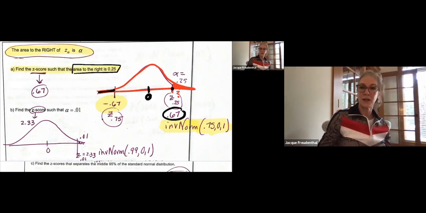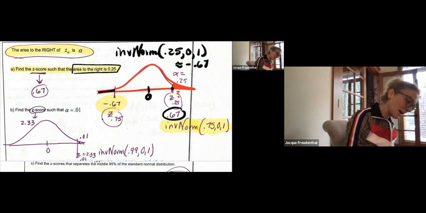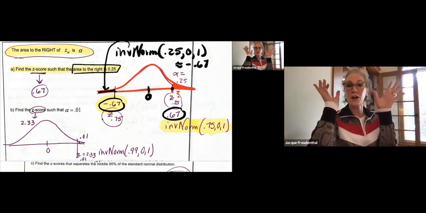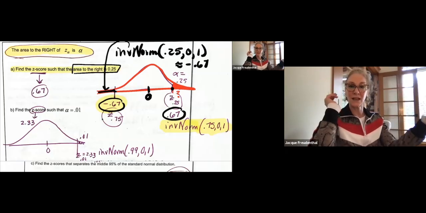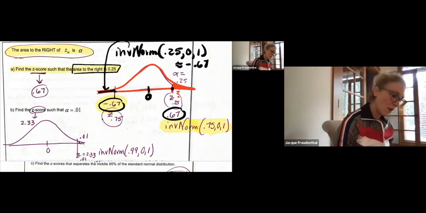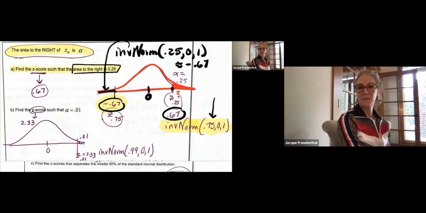So I can use symmetry. So if I did inverse norm and I put in 0.25 for the area, 0 and 1, I'm going to get negative 0.67. So I'm actually getting this area and I'm getting this value. So I can use symmetry knowing that a standard normal curve is symmetric. So if I have negative 0.67 on the left, then positive 0.67 would be on the right. Or I could put in 0.75 instead of 0.25.